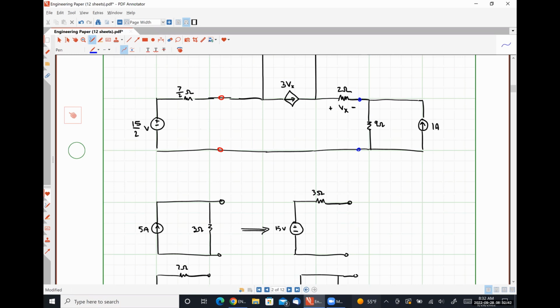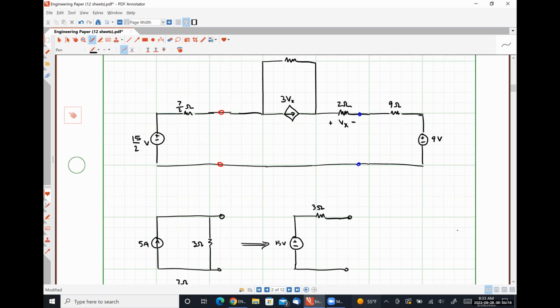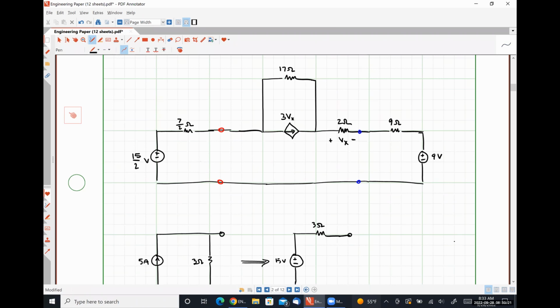What would I replace that practical current source with? 9 volts in series with a 9-ohm resistor. Absolutely correct. Let's leave that one alone for now as well.